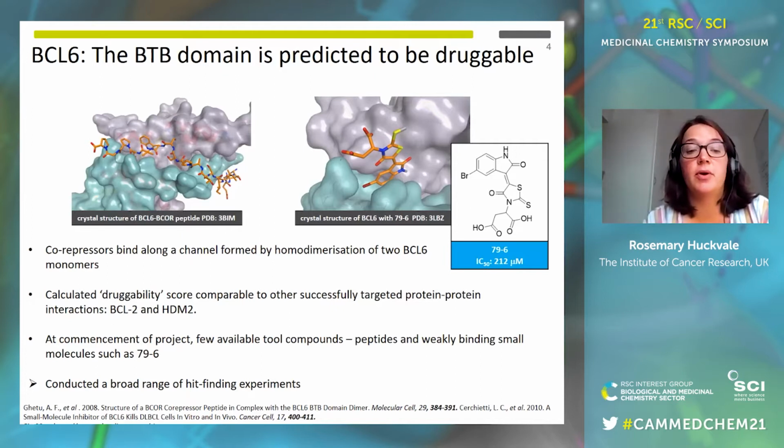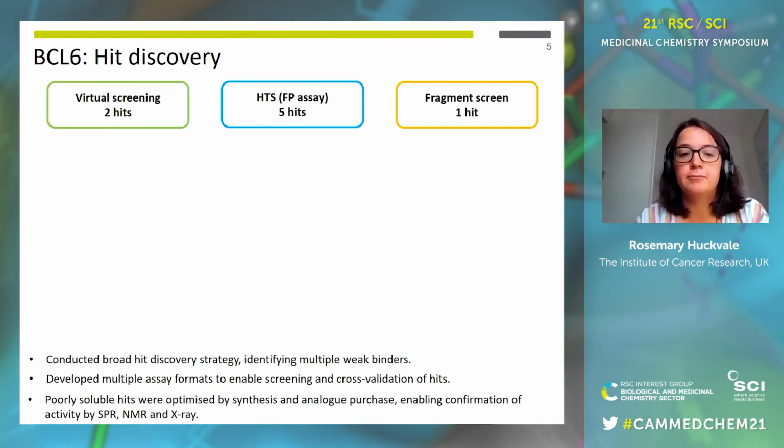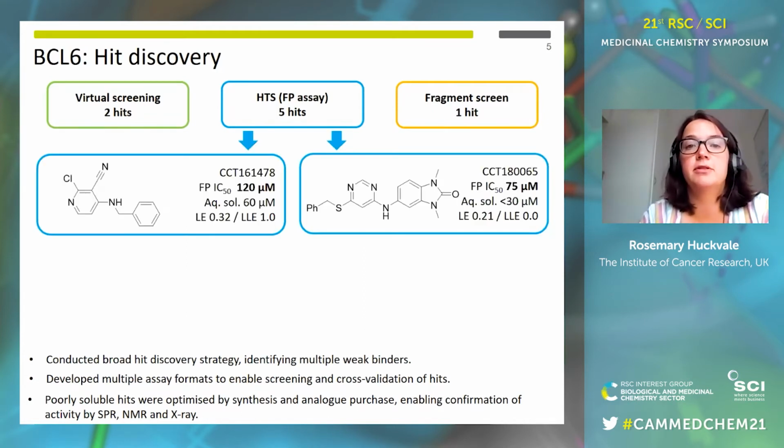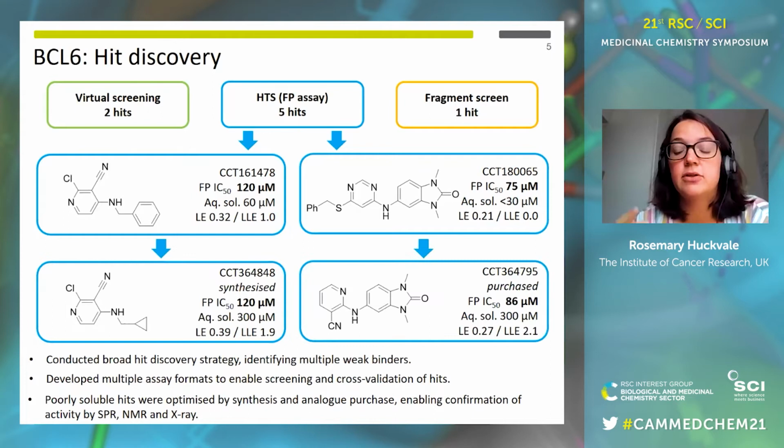So our starting point was a broad range of hit finding experiments. We did a virtual screen, a high throughput screen, and a fragment screen, and we identified multiple weak binders. For example, from the high throughput screen, we generated these two hits. We were able to develop multiple assay formats to enable the screening and the cross-validation of hits. These poorly soluble hits were optimized by synthesis of analogs and enabled confirmation of activity by SPR, NMR, and X-ray.